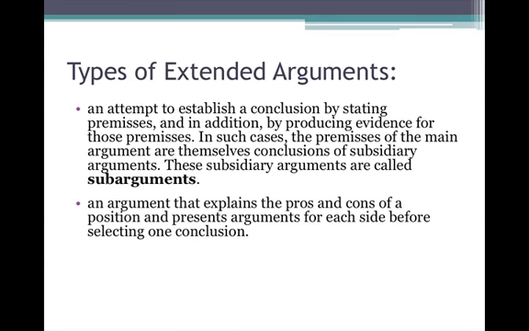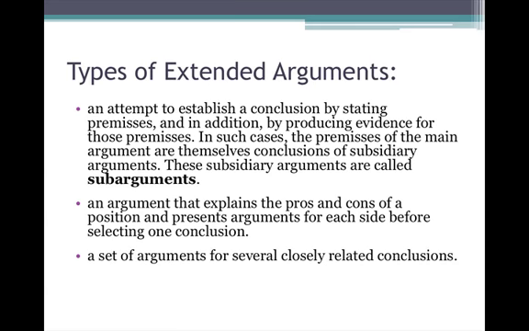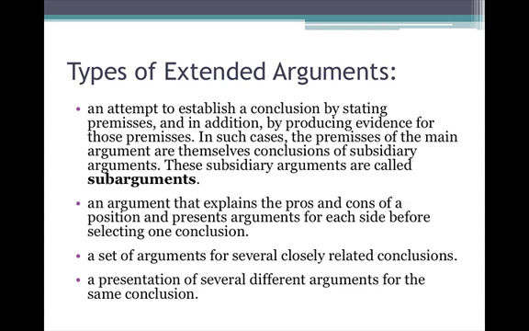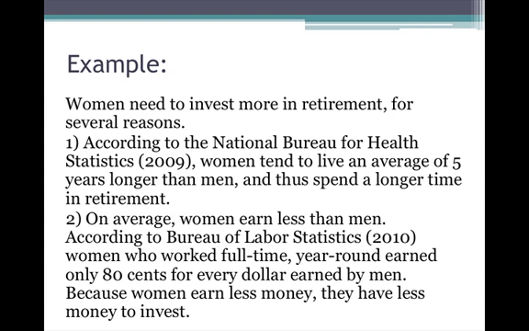Extended arguments can also consist of an argument that explains the pros and cons of a position and presents arguments for each side before selecting one conclusion. An extended argument can also be a set of arguments for several closely related conclusions, or a presentation of several different arguments for the same conclusion. Let's go ahead and take a look at an example of this last type of extended argument. Here is an example of an extended argument taken from your book. Actually, originally there were 3 subpoints here, but for our purposes we only need to look at 2.